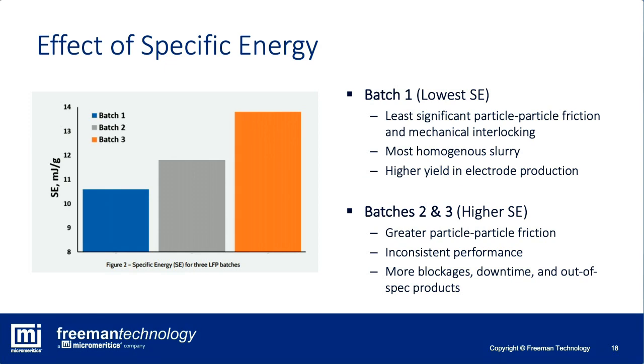If we compare this to the other 2 batches, we see that they had greater effect of particle-to-particle friction and interlocking between the particles, which led to inconsistent performance and a lot of different problems in processing, such as blockages, downtime, and out-of-spec products. So now that we've gathered these data for 3 different batches, we can set criteria for future batches and identify whether or not they will perform well in a given process. So here, for example, since we were only happy with batch 1's performance, we can set a criteria of a given specific energy, and then we know whether or not future batches will perform well based on these data.